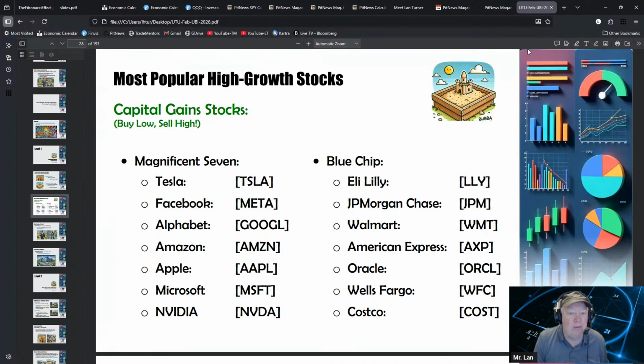So these are all of our high-tech stocks, the ones making the markets move like crazy. Oh my gosh, look at my shirt. That's crazy. Look what it's doing to the screen. I don't know if you guys see that.